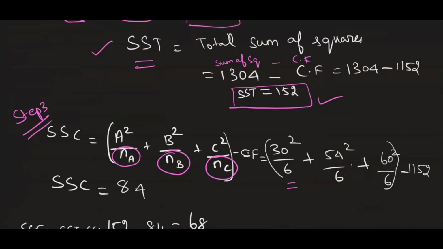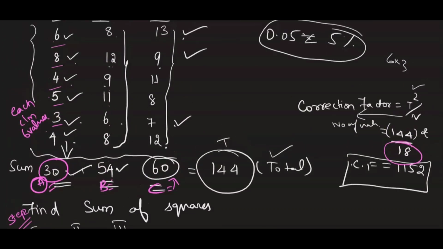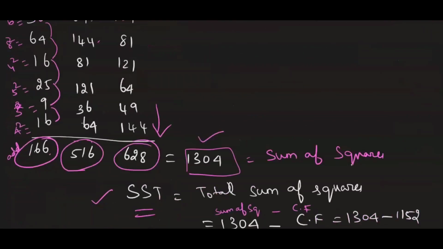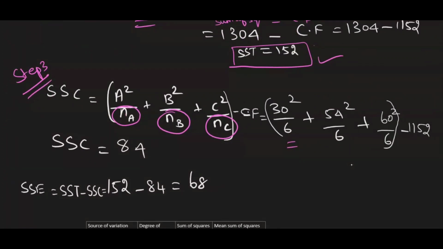Similarly, for the second column, we add all the values and get 54. Again, in this column also there is the same set of 6 values. So, 54 squared by 6. And then the last column is 60 squared by 6. So, this is your sum of squares between the columns, which is nothing but 84. So now you have got SSC.